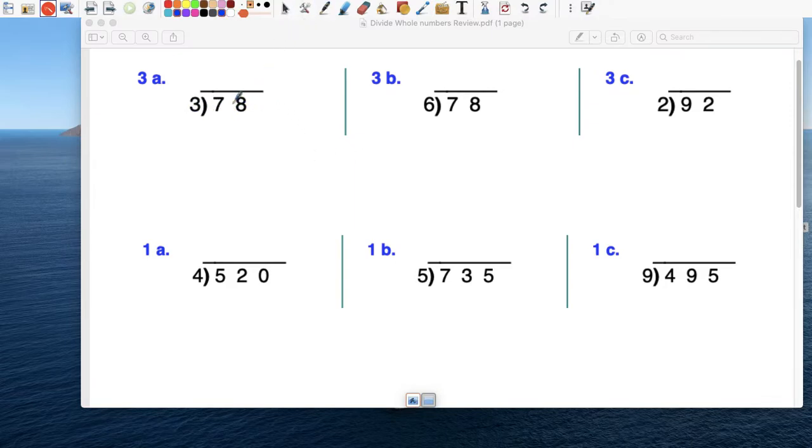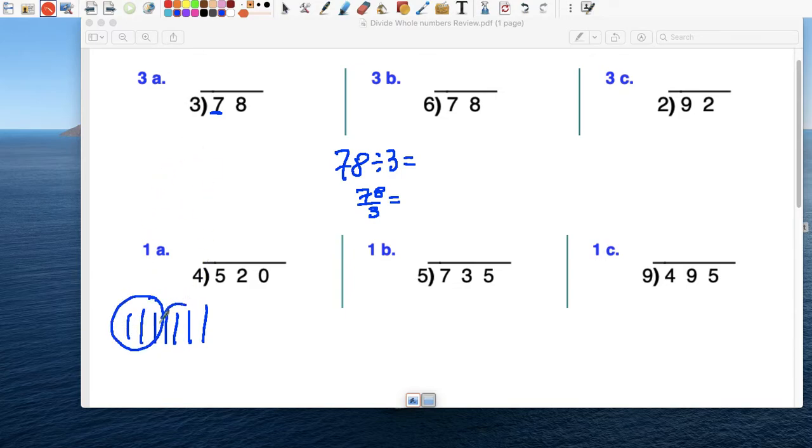So 78 divided by 3. Again, on the side here, aquí al lado, I'll write it here on the side: 78 divided by 3. And then I'm going to write 78 over 3 so that you know these are all the same. Okay, so let's look at our first number, this 7. 1, 2, 3, 4, 5, 6, 7. Can I make groups of 3 with 7? Yes, I can.